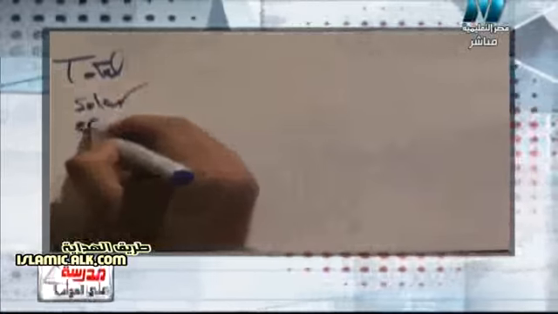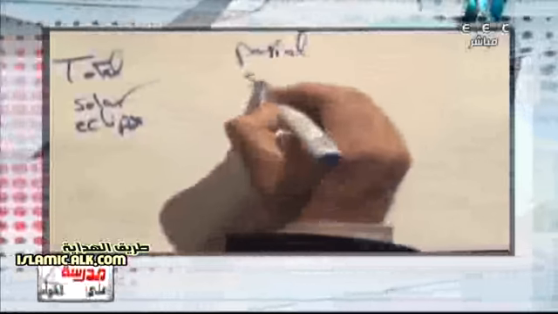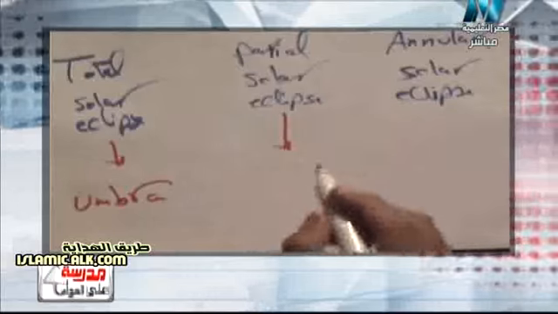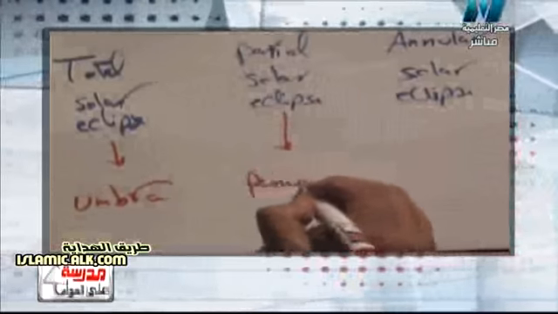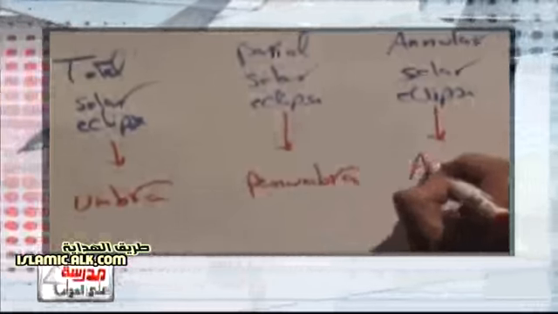So we can make a summary for the three types of eclipses which we have studied today, which are total solar eclipse, partial solar eclipse, and the last one is annular solar eclipse. Where does total occur? It occurs in the area of umbra. Where does partial occur? It occurs in the area of penumbra. Where does annular occur? It occurs in the area of antumbra.